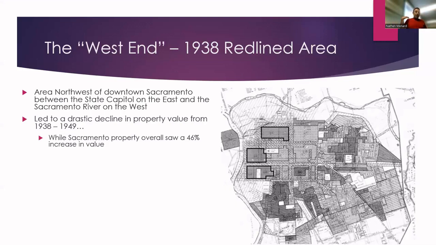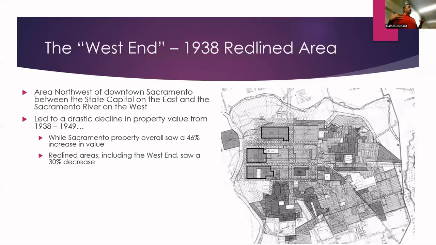So while Sacramento property overall saw a 46% increase in value, redline areas, including the West End, saw a 30% decrease in property value. So there you go, right? When you're looking at Sacramento in terms of wealth accumulation, in terms of owning properties, overall in Sacramento, we increased by 46%.